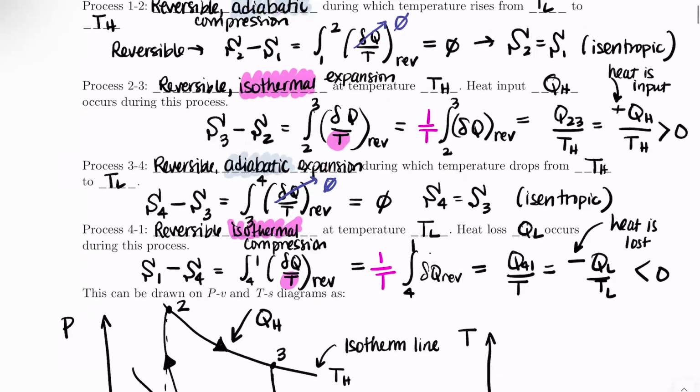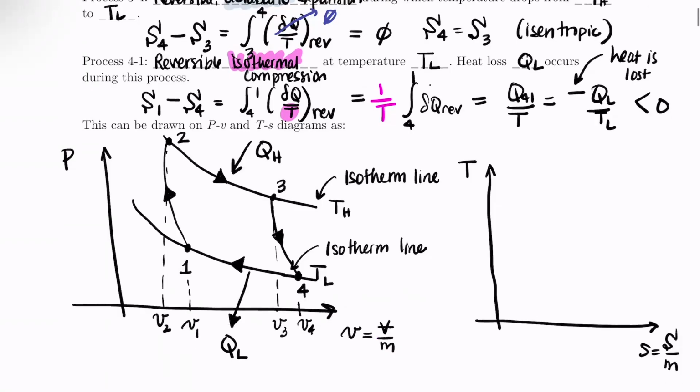If we look at our summary of these 4 processes, we notice that S1 and S2 are the same, and S3 and S4 are the same. So we only have 2 entropies that are unique in this process. S1 is equal to S2, and we also have that S3 is equal to S4. So we have 2 values of entropy, and we also have 2 values of temperature: a TH and a TL.